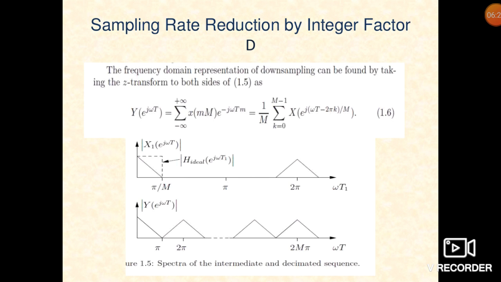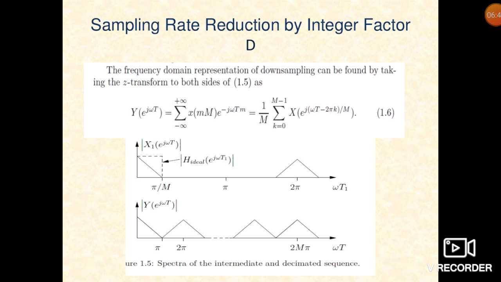So now as you observe this equation, the above graph represents the frequency response of your input signal, whereas the second graph represents the frequency response of your downsampled signal. That is nothing but your equation 1.6.